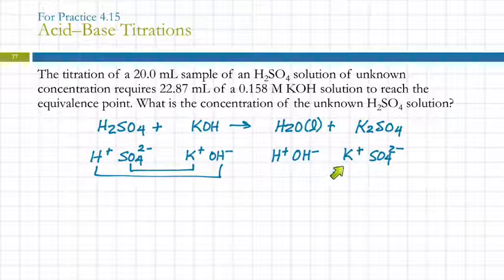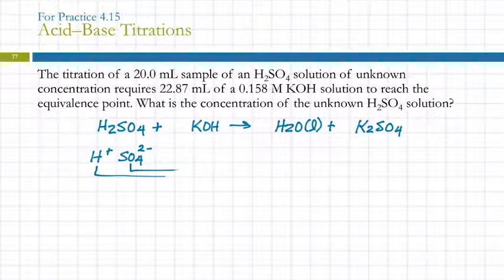I do not need my little notes down here anymore. I don't have to write a net ionic equation. I am going to need to do some calculations, so I'm going to erase that. That was the process in how I predicted the products. I do need to make sure that this chemical equation is balanced. Is it?